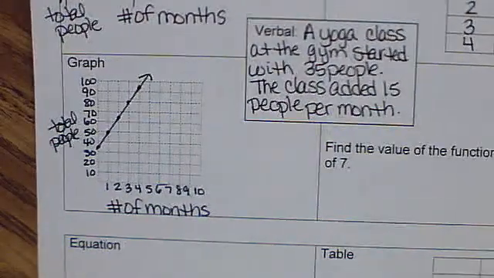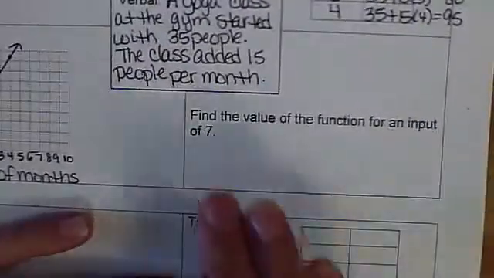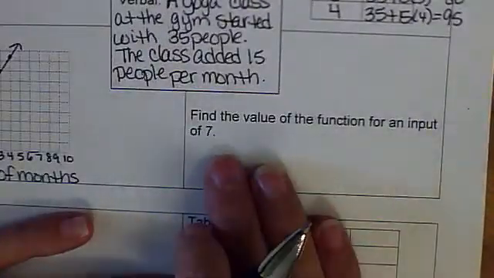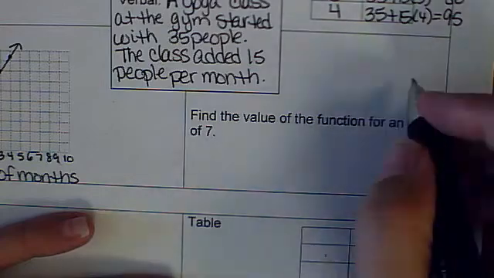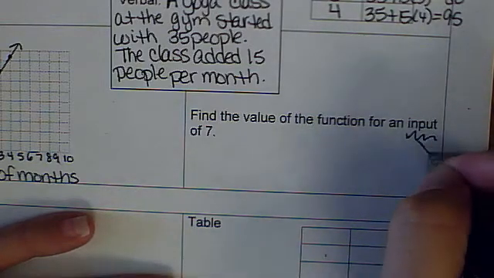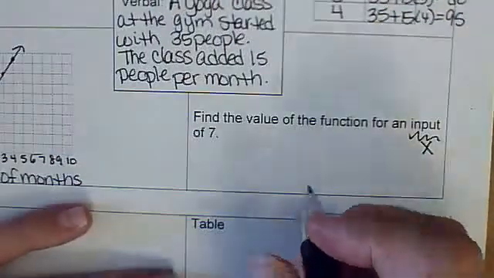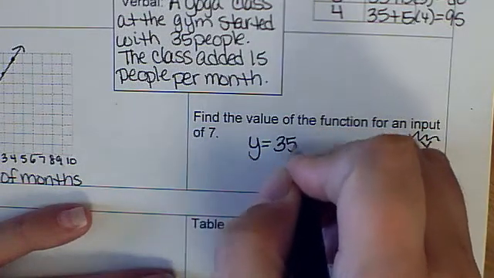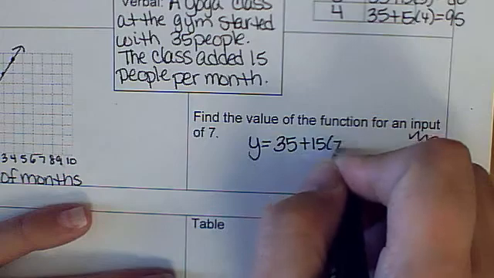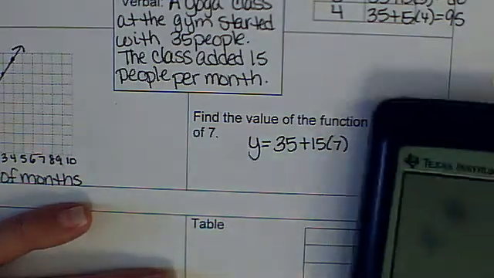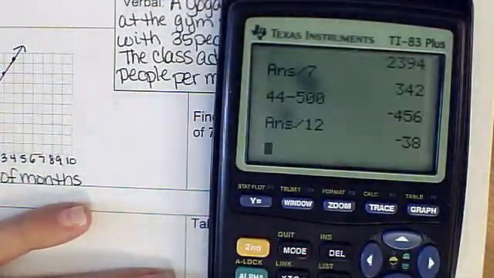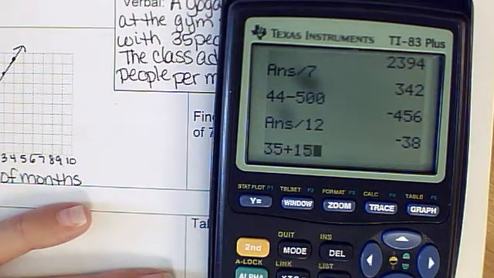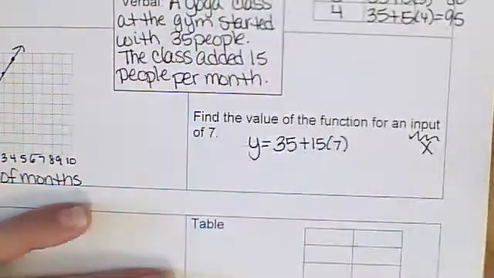Yes. Okay. So our question here is find the value of the function for an input of 7. What's another term for input? X. So go back to your equation where the x is, we're going to put a 7. So y equals 35 plus 15 times 7. So your calculator will help you solve that. 35 plus 15 times 7 comes out to be 140.